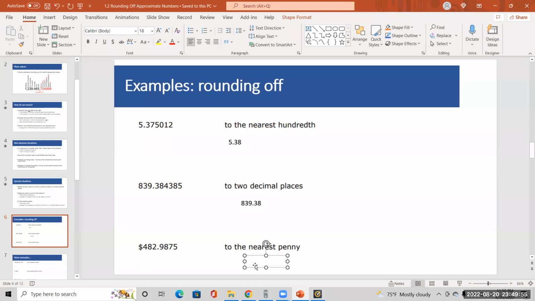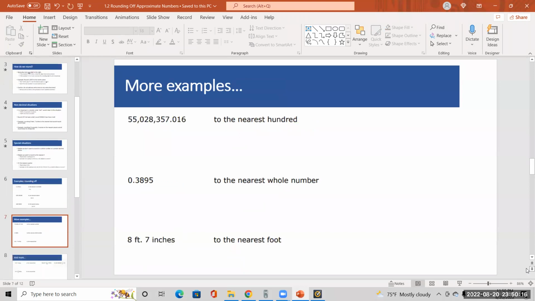Okay, so we know that we're going to have 482 point. Now, 875, the 8 is what we went around to. Okay, 98 cents. But 7 is larger than 5, so we're going to round up. So it's going to be 42.99. Easy peasy, right? Hopefully everybody's seen this before. Now let's think about a couple more examples, okay?